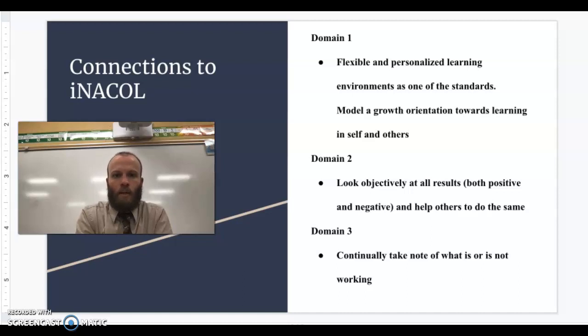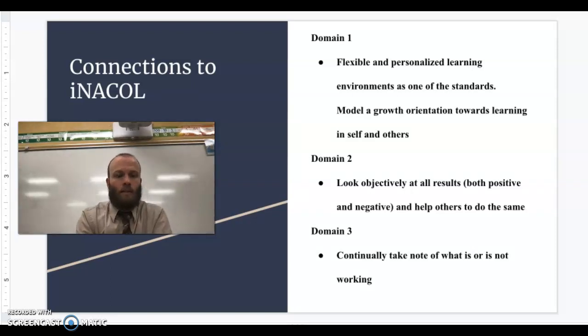In the second domain, looking objectively at all results, both positive and negative, and help others to do the same. So again, looking at the different ways that students are completing work and turning assignments in, and pulling out feedback to the group as a whole, both positive and negative feedback, always helping our students improve on their work. And then helping the students in the class to view it through this lens as well, and allowing them to do some peer critiques and just helping their classmates get better as a whole in an online classroom.